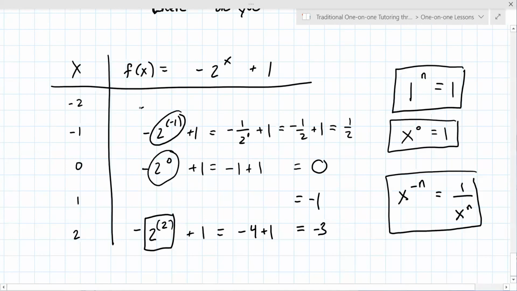So now the next one is -2 to the parentheses -2 power plus 1. So would I write it as 1 over 2 to the power of 2, then plus 1, so that becomes -1/4 plus 1, which is 3/4? 3/4. Yeah.